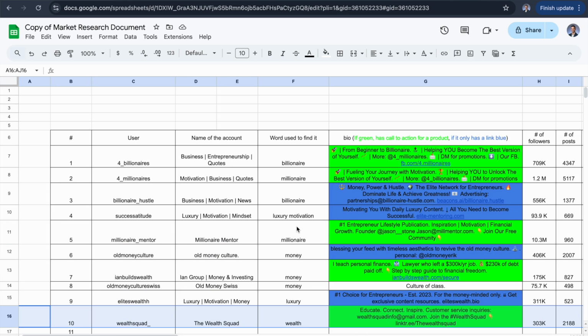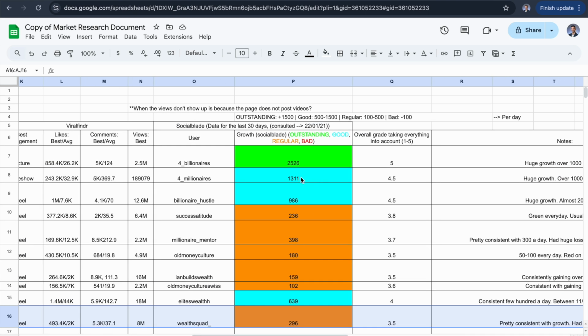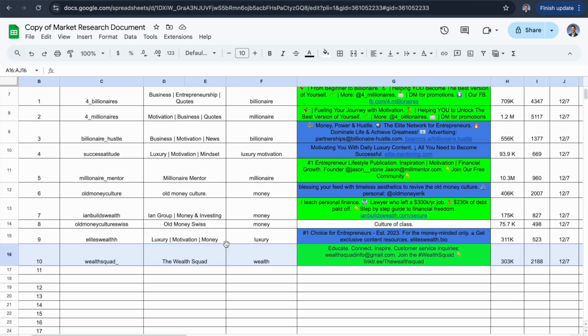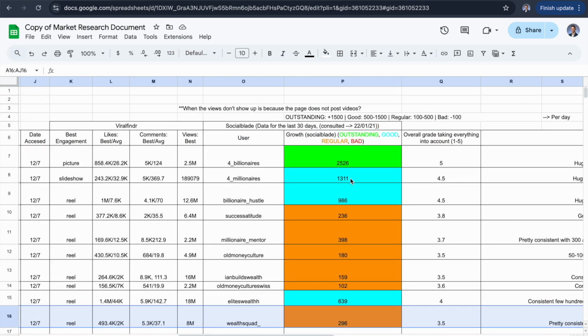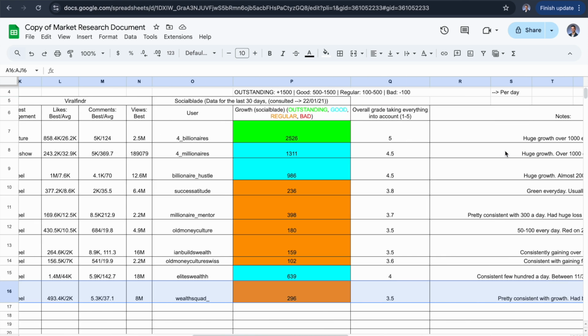So these are the best accounts. As you can see, these are all colored. There's no red here, so no bad accounts. I have 10 accounts in total, so that's great. We have 10 really good pages to study. This has all their data again.